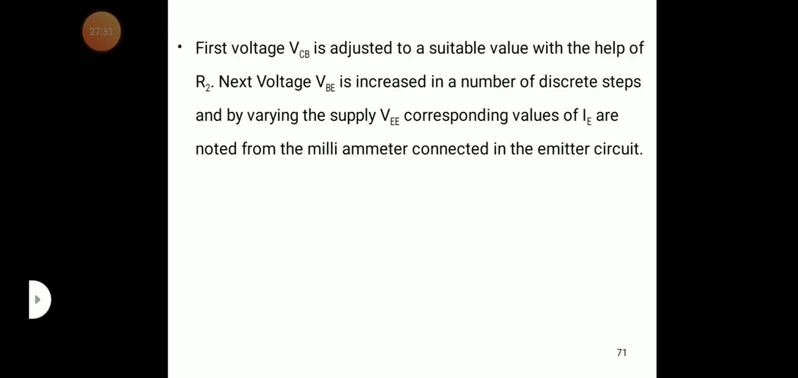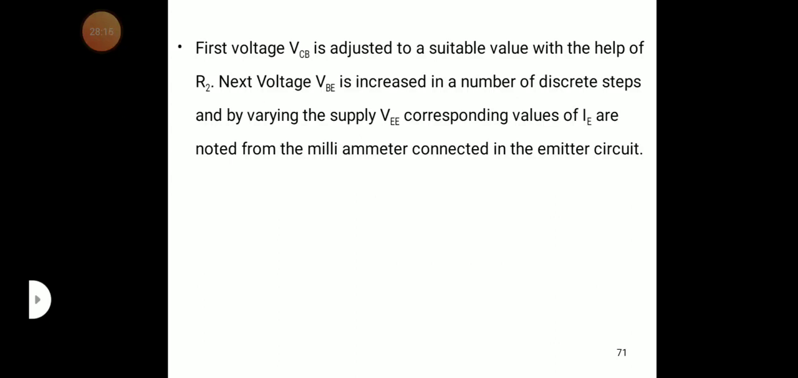Next, voltage VBE is increased in a number of discrete steps. Step by step, we need to increase the VBE by varying the supply VEE, and the corresponding values of IE are noted from the milliammeter connected in the emitter circuit.